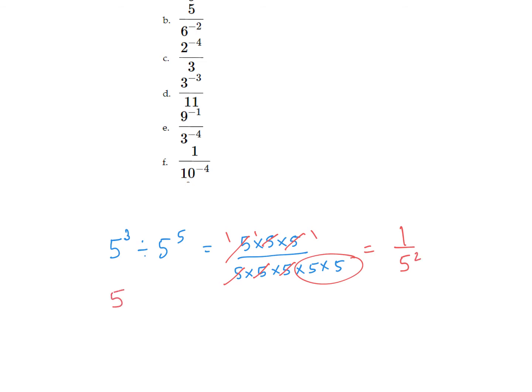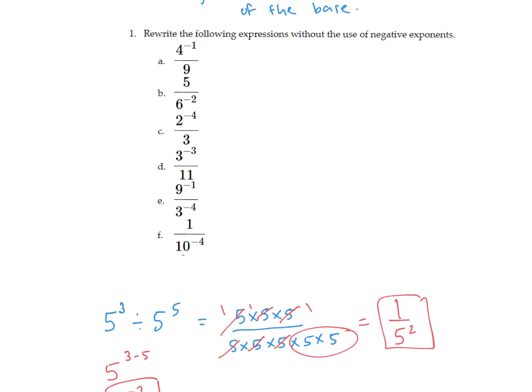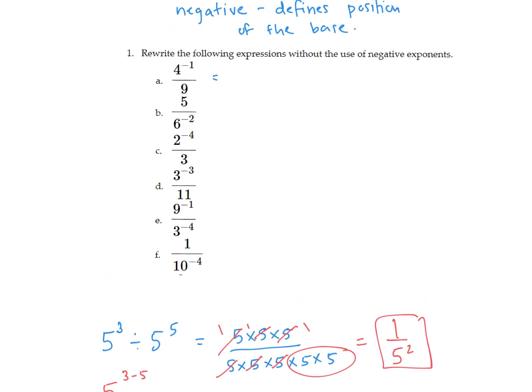If I did my shortcut of division, where we subtract, 3 minus 5 is negative 2. So you can see that the negative 2 tells me that I have 2 5s left, but they are not in the top, they are in the bottom. So it defines where they are, the position of the base. In this example, you want to write the following without using negative exponents. That's generally what they'll ask you to do with exponential equations or expressions. They don't want any negative exponents at the end.